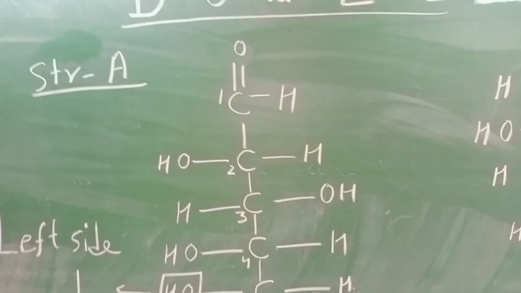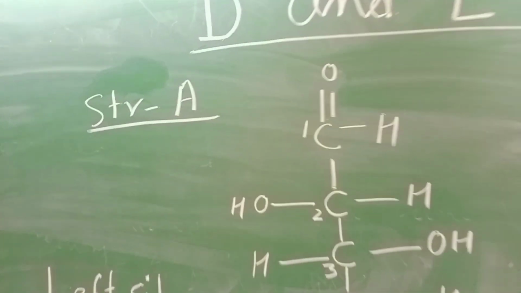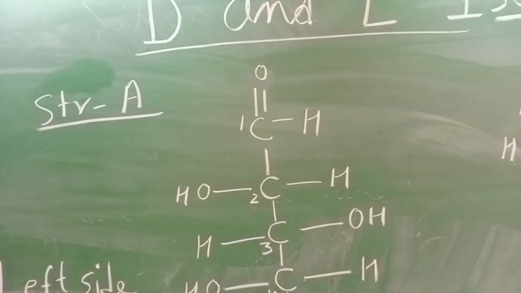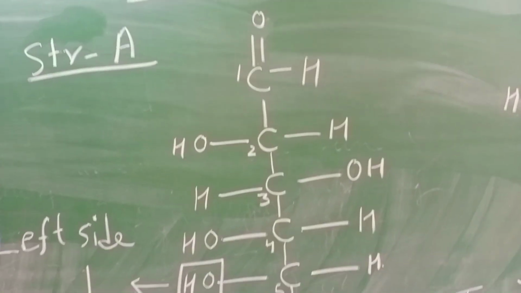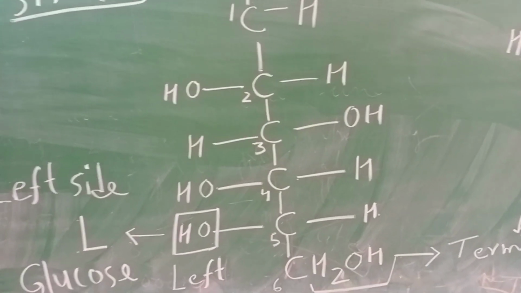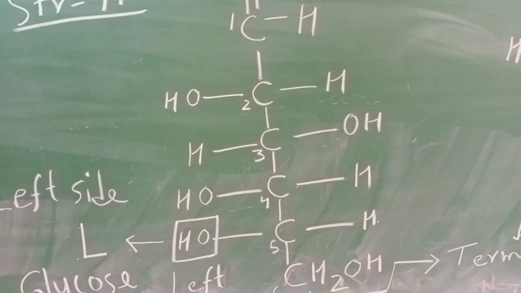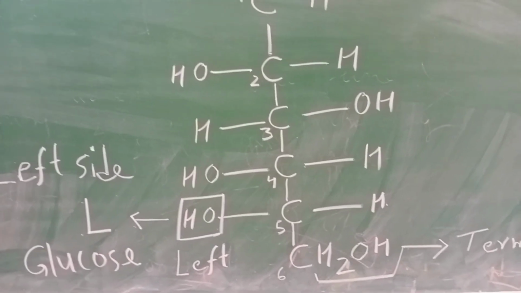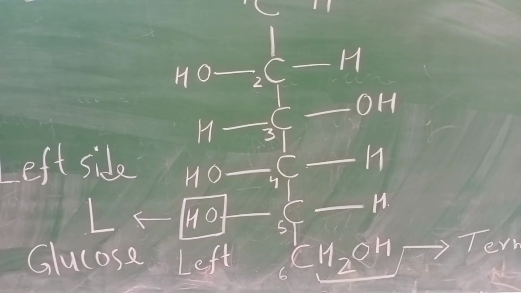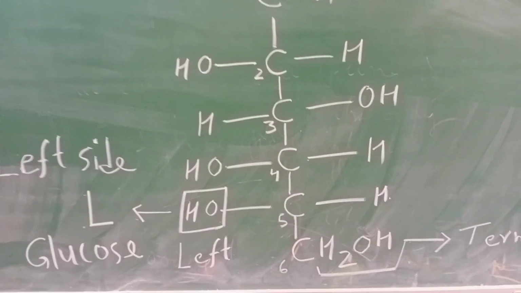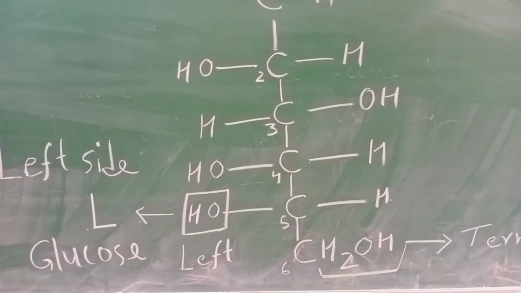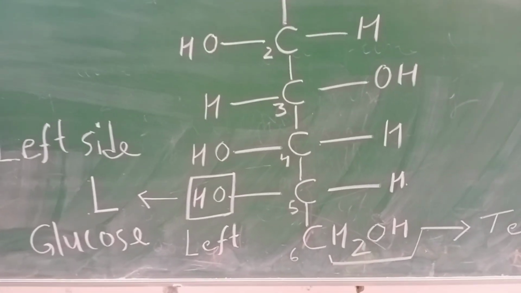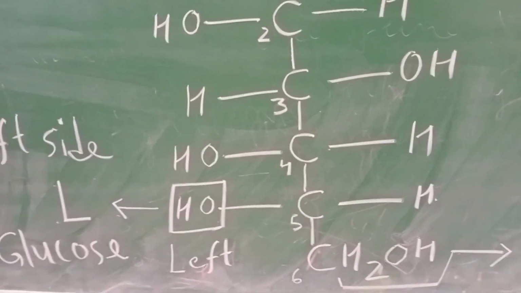So let us see what is ultimately the configuration of structure A. In structure A, there is an aldehyde group right at the first position, the 2nd, 3rd, 4th and 5th carbon atoms contain different orientations of the hydroxy group, and the 6th carbon atom is CH2OH. As per the rule, we have to see the carbon atom adjacent to the terminal carbon atom, and the orientation of the hydroxy group present on it.